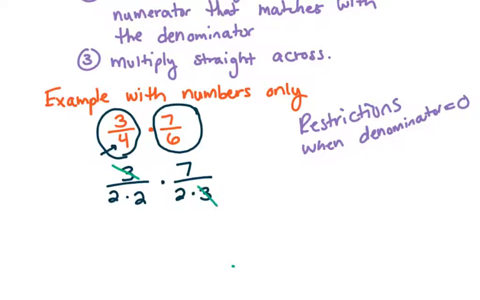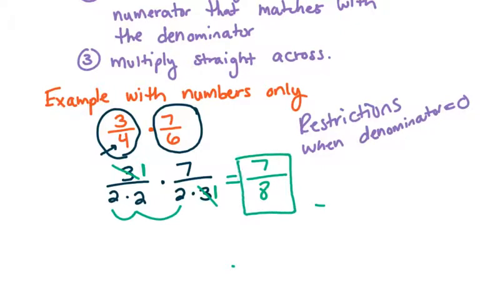So the 3 and the 3 are gone, and I have no other common numbers in my numerator and my denominator. Now I'm just going to multiply straight across. This 3, once I cross it out, really becomes a 1. So 1 times 7 is 7. And then 2 times 2 is 4, and 4 times 2 is 8, so 7/8 is my fraction.